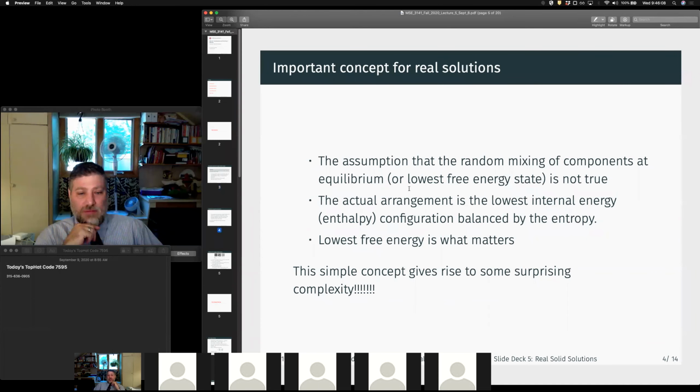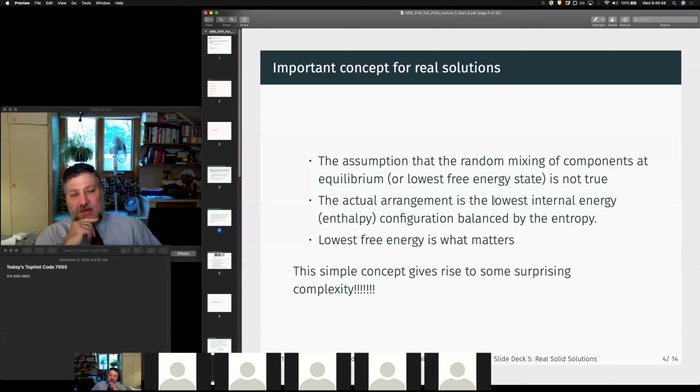So the assumption of random mixing at equilibrium is simply not true. The actual arrangement is going to be the one that has the lowest internal energy balanced by the entropy, and the entropy term is going to depend on the temperature. The actual state is going to be potentially a deviation from the lowest internal energy configuration.